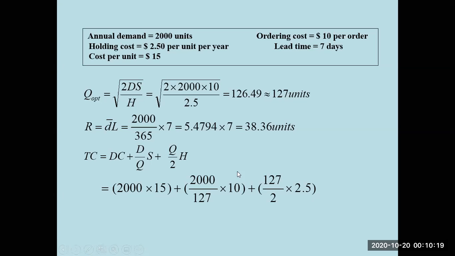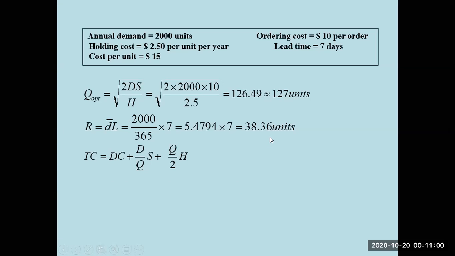So this is the annual ordering cost, plus the annual holding cost. Average inventory level, Q divided by 2, times holding cost per unit, 5. So this is the annual holding cost. 30,000 plus 157.48 plus 158.75.